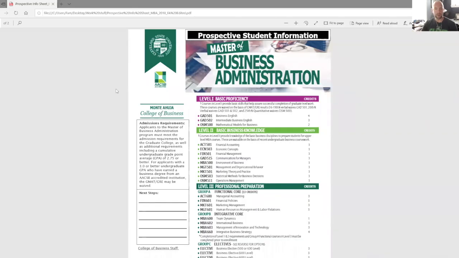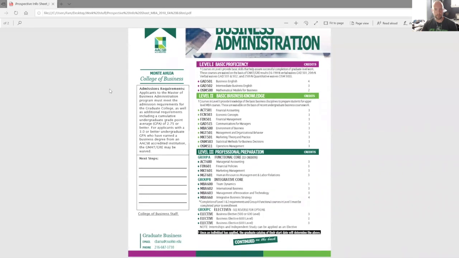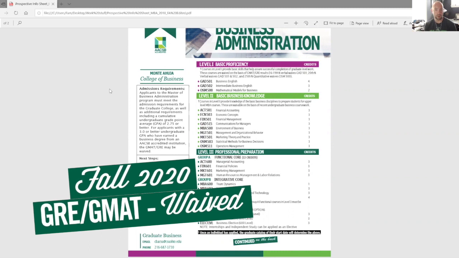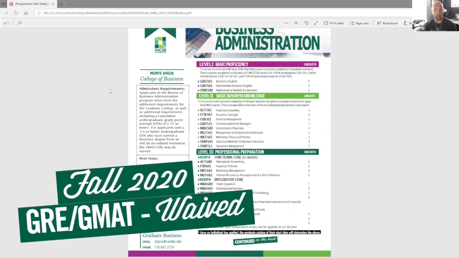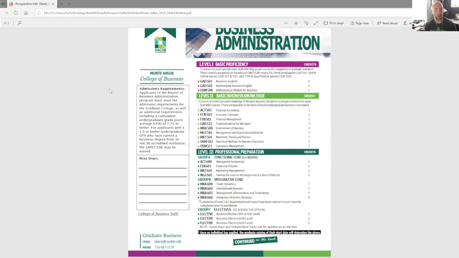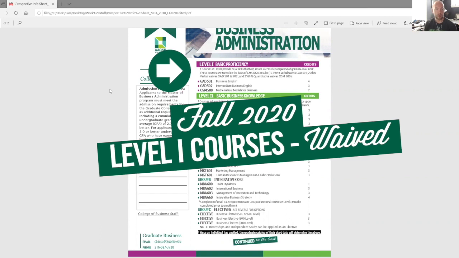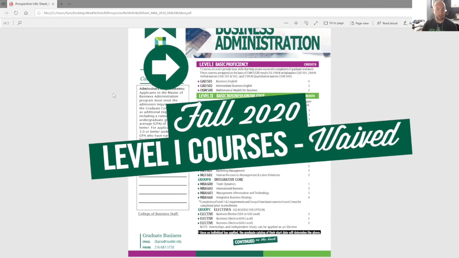So this is the MBA program top to bottom. It's split into 3 levels. The first level is made of 2 basic business English courses and a math course. Now, for the fall 2020 semester, Cleveland State University is waiving the GMAT and GRE requirements for all students. This also means that all of these courses will be waived. So if you are admissible to Cleveland State University for this program, you will be waived from this level.